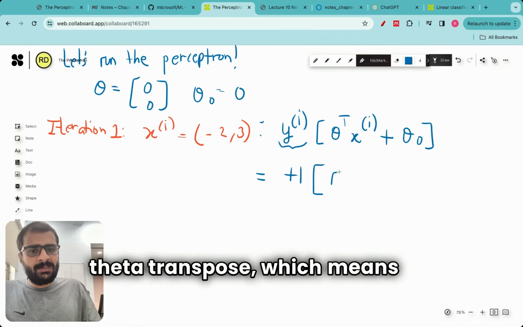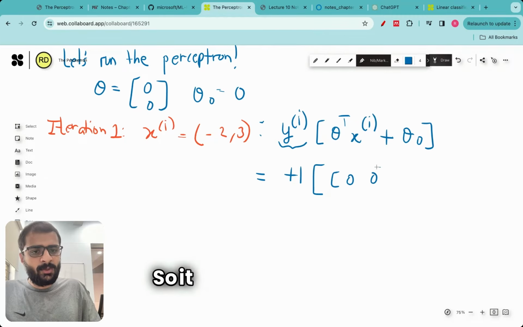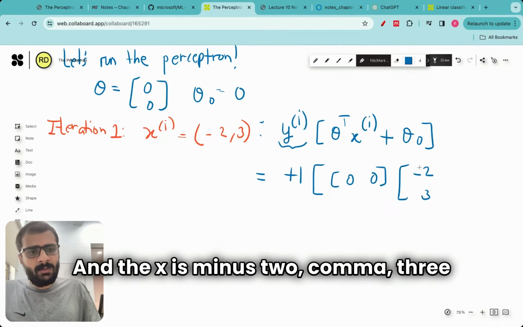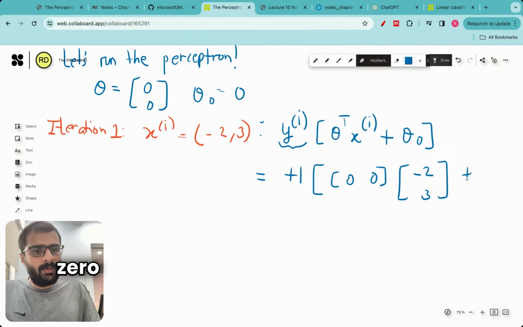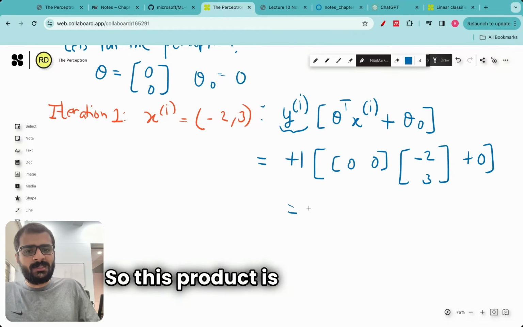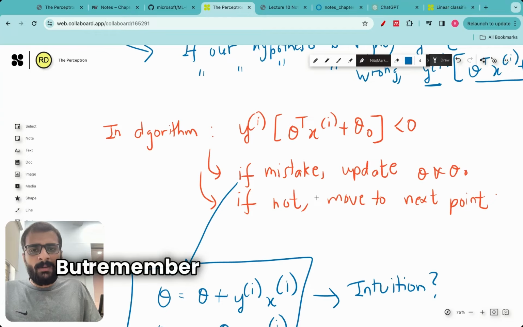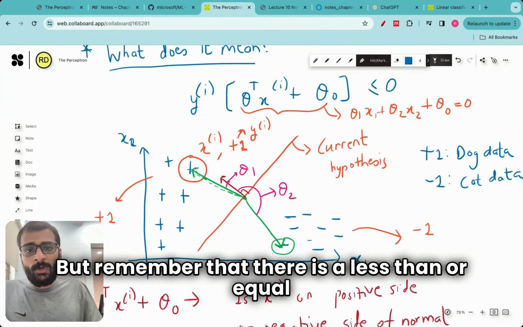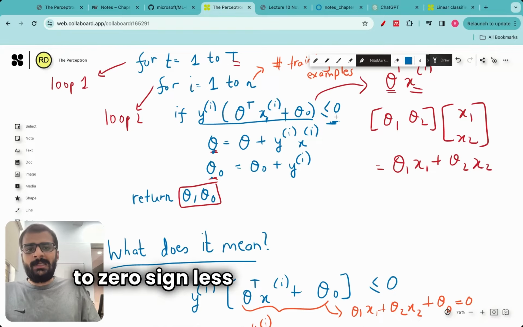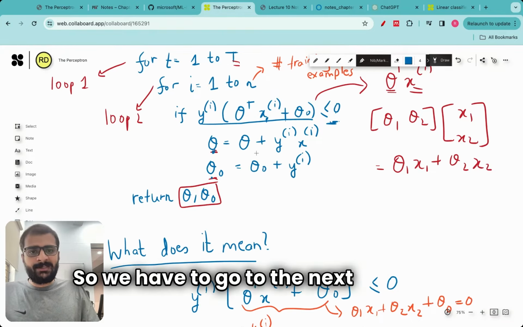Theta transpose, which means the current theta is 0 0, so it will look like this, and the x is -2, comma 3, plus 0, because the current theta naught is 0. So this will just lead to 0, so this product is equal to 0. But remember that there is a less than or equal to 0 sign. Less than or equal to 0, so we have to go to the next iteration.